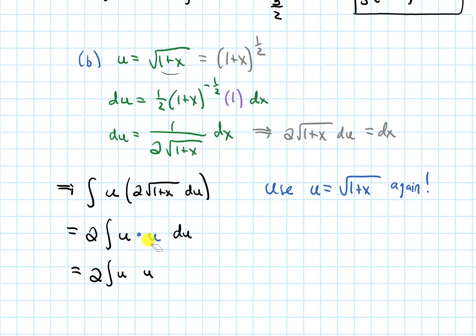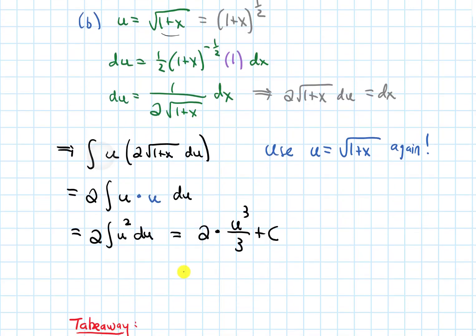Let me write that squared better. Squared du. So now doing this antiderivative, we'll get 2 times u to the 3rd over 3 plus c. Then I got to plug back in for what u is. So we get 2/3. And what was u? u was the square root of 1 plus x. And then I got that plus c out there.